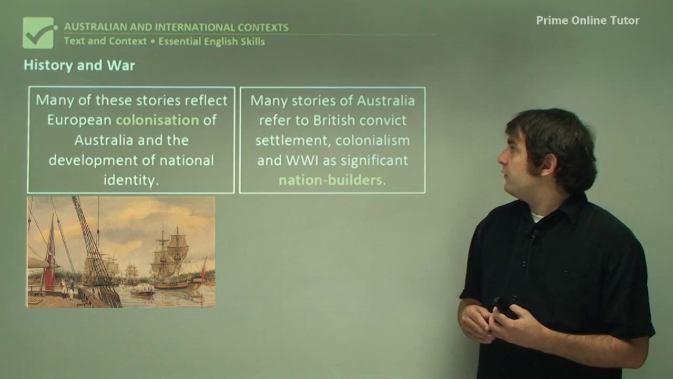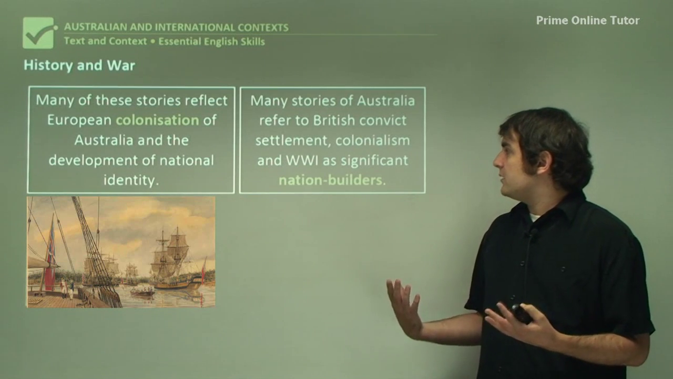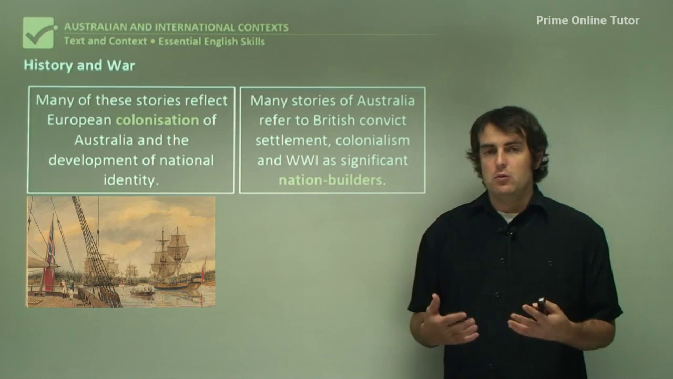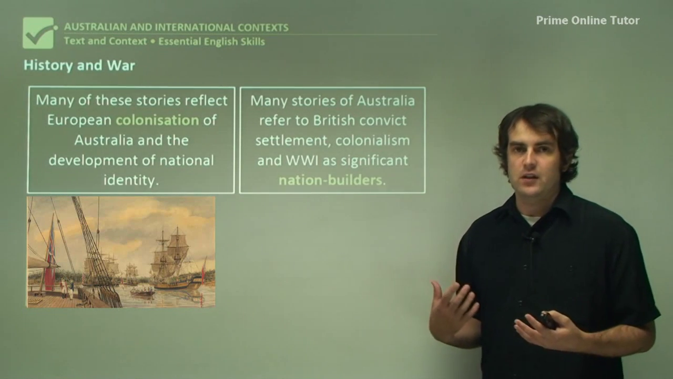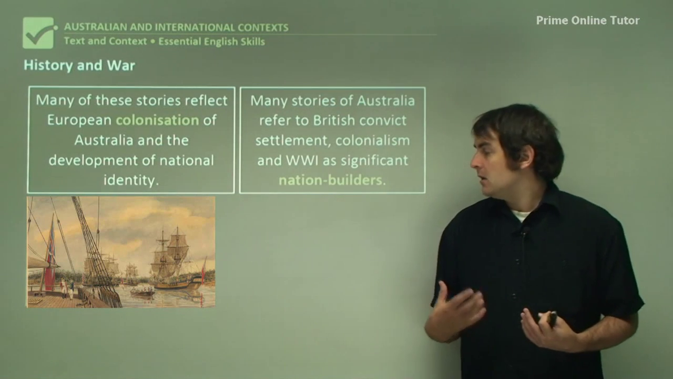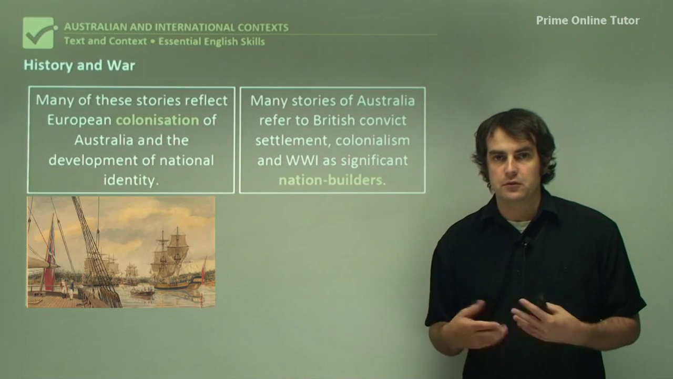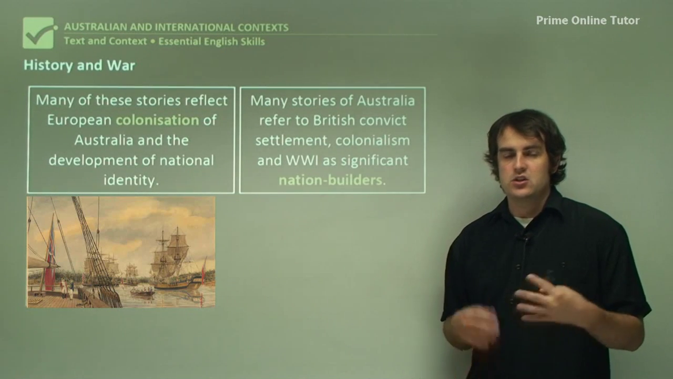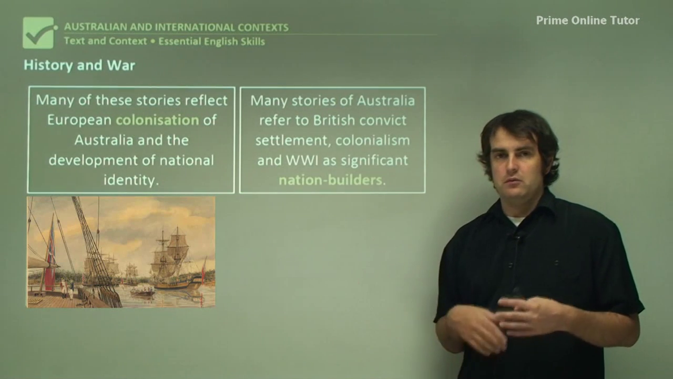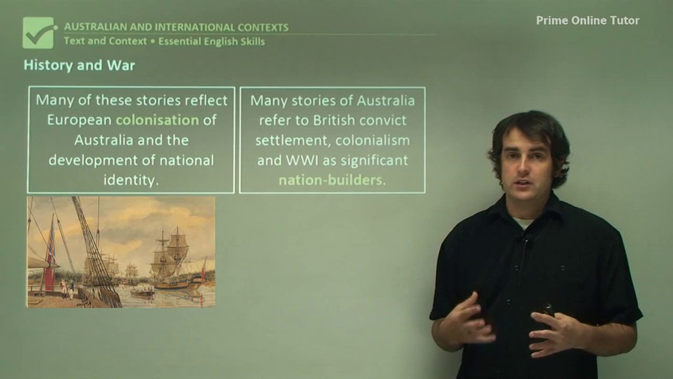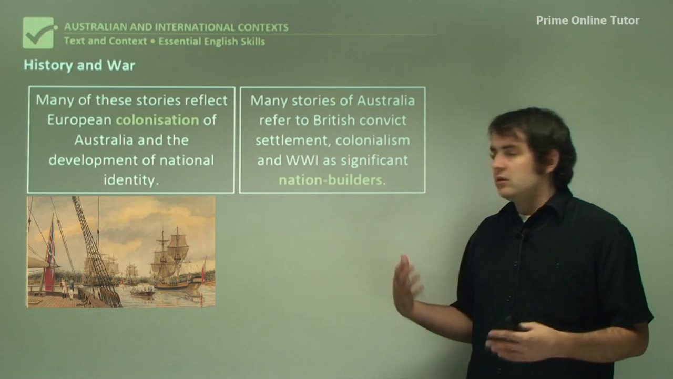Now, many stories of Australia refer to basically any one of these things: the British convict settlement, the colonisation, and essentially World War I as being significant nation builders. And you can also throw in things like the Gold Rush and Federation as well. But generally speaking, they're stories that tell how Australia was born, how it was formed, how it was initially a whole heap of parts and then became a whole. Of course, that's what we're looking at if we're looking at Australia as an overall context, as in it becoming what it is, we look at it in terms of how it was built.